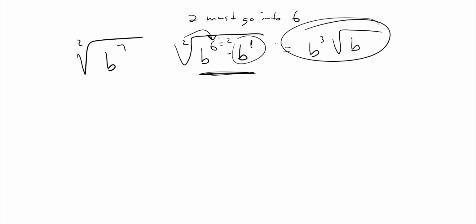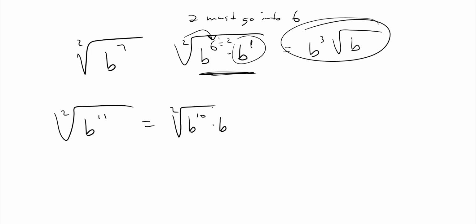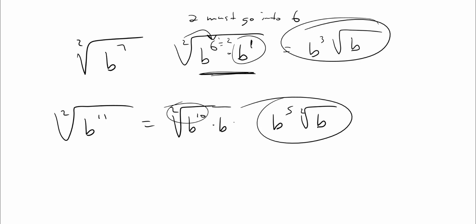Okay, so let me just do another one. So if I say again the square root of b to the 11th power, you're going to say, well, what number does 2 go into that's 11 or less? Well, it doesn't go into 11, but it goes into 10. So really, it's the square root of b to the 10th times b. This one I can do. That's b to the 5th. And what's left over? Just a b. Okay, you can put a 2 here for the square root, but you don't need that.